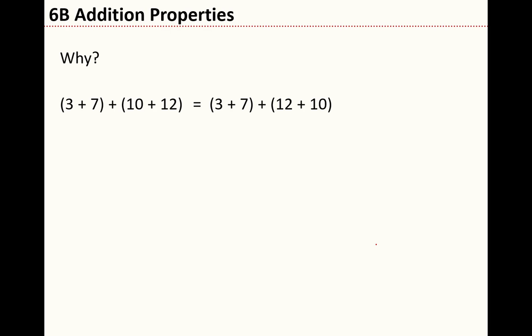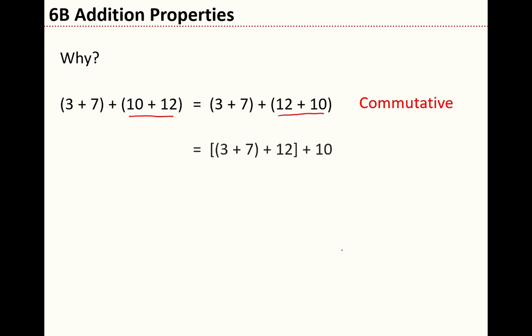Here are some equations, and we want to know what property is being used. Why are these equations true? So look at this first one. What have I changed, and which property does it use? It looks like 10 plus 12, 12 plus 10. That was switched around. Well, that's true because of the commutative property, so that equality is true.